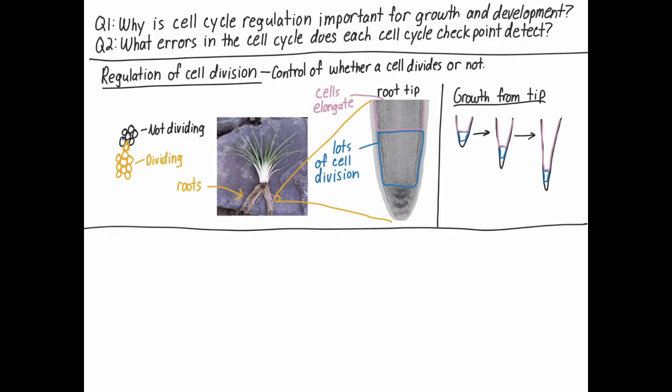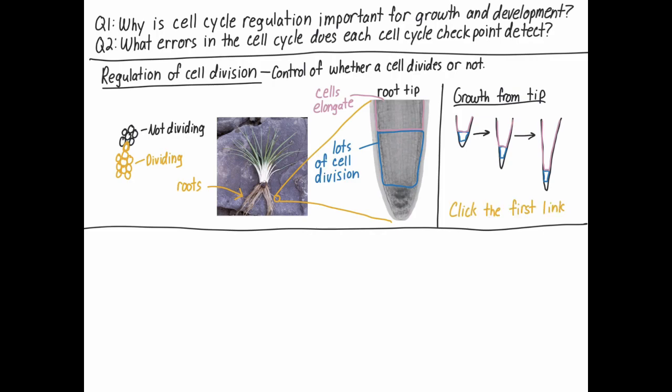This coordinated division of some cells but not others occurs because the division of these cells is upregulated, while the division of these cells is downregulated. The plant upregulates cell division at the tip, so these cells divide faster. Cell cycle checkpoints, which we'll discuss later in this video, are one way this regulation is accomplished.